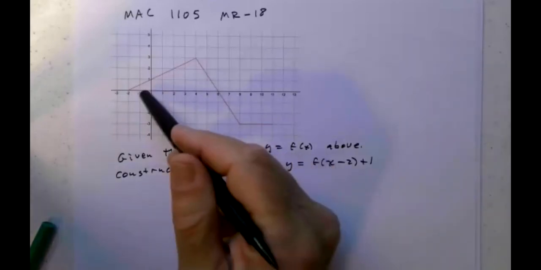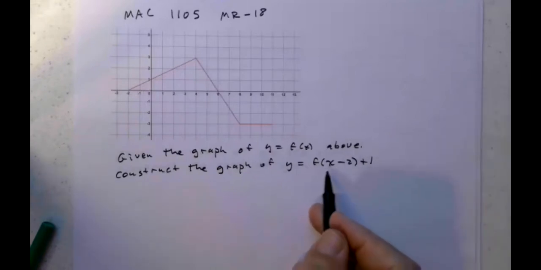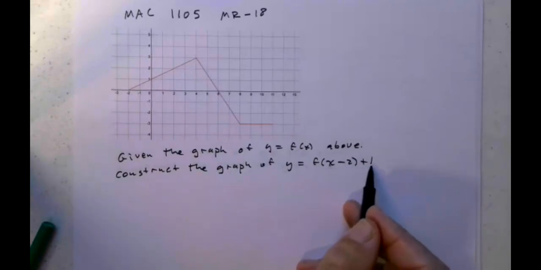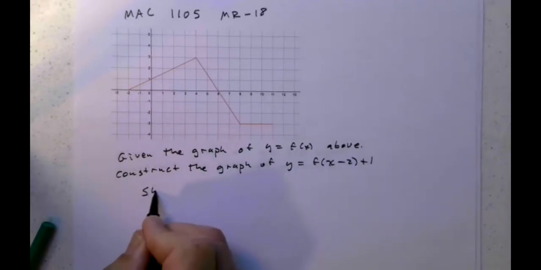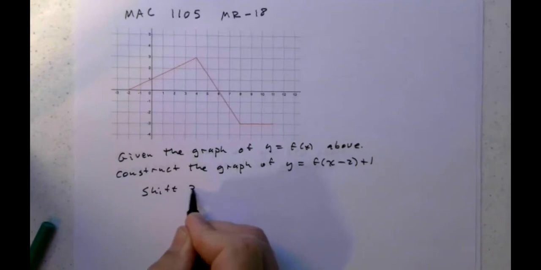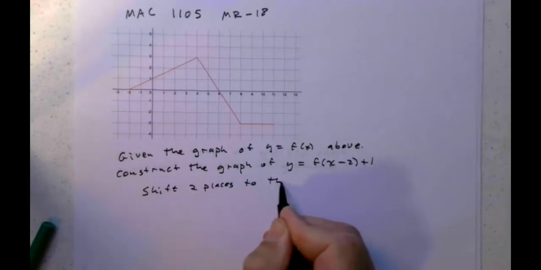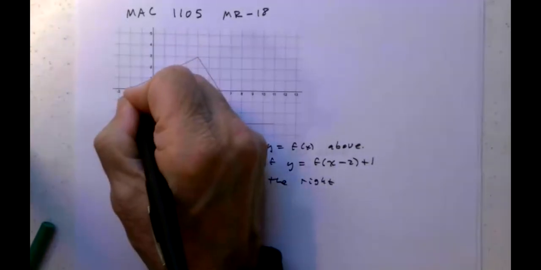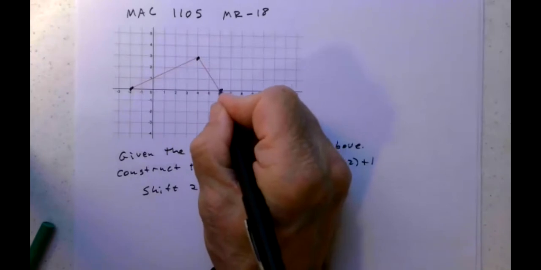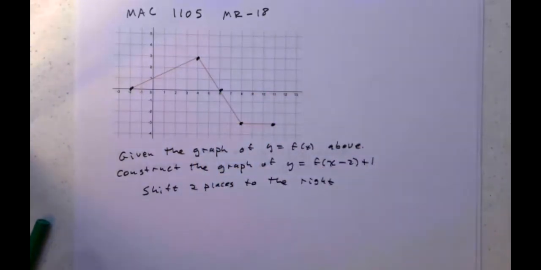So we're given this graph of y equals f of x. We want to construct the graph of y equals f of x minus 2 plus 1. The f of x minus 2 means shift everything two places to the right. So we can take our major points first. We're going to shift them 2 points to the right. So I will go ahead and do that.